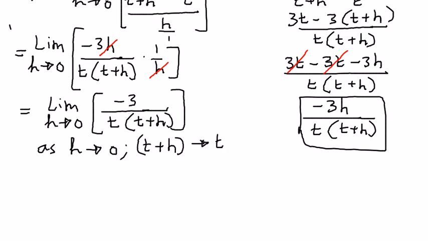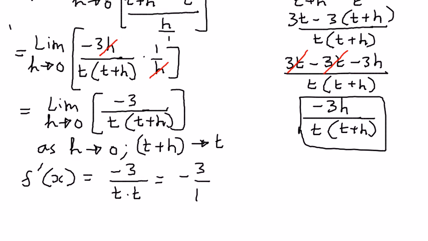Therefore, we can rewrite this one as the derivative or the slope. I'm going to write the derivative, f prime of x, which is the derivative of the function, as negative 3 divided by t times t. So I can write this one as negative 3 over t to the power of 2. So that is how we find the derivative of this given function using limits.